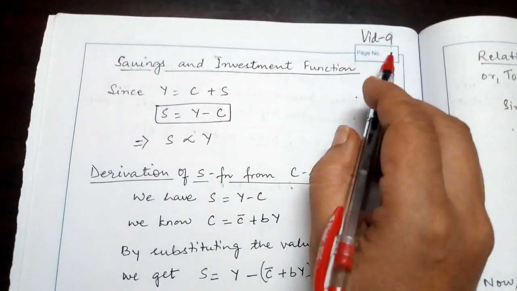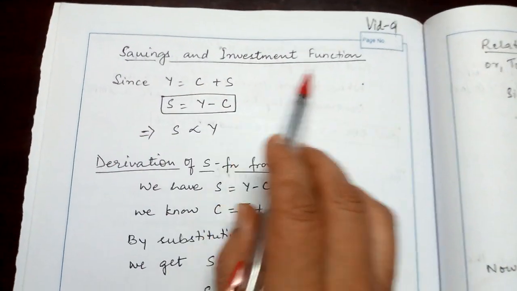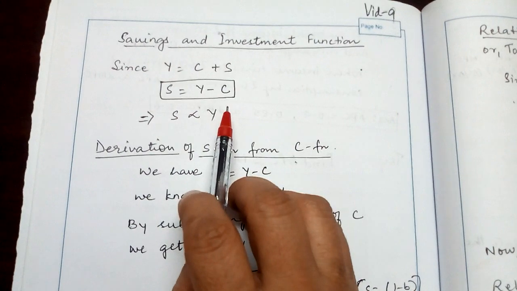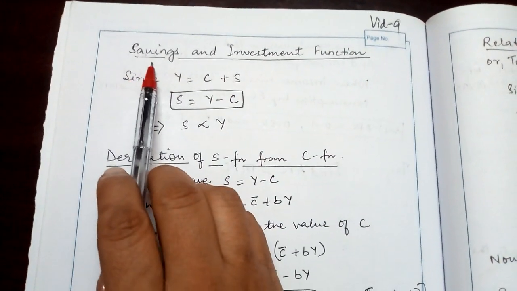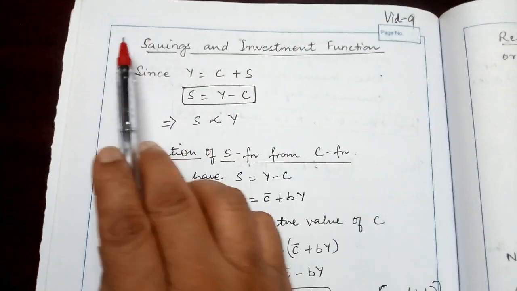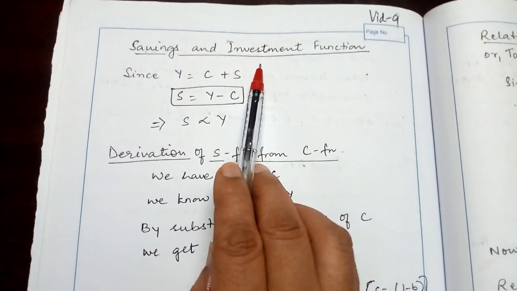In our video number 9, let us discuss savings and investment function. In the previous video, we looked at consumption function. Here, we will see savings and investment function: savings from the households and investment from the firms.